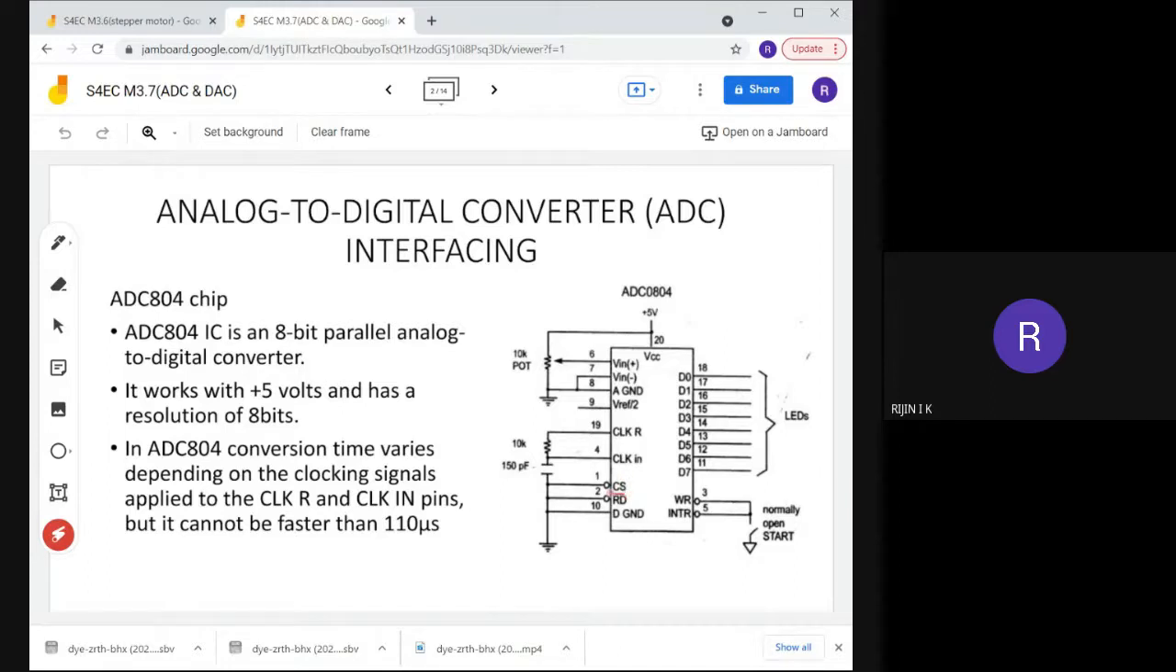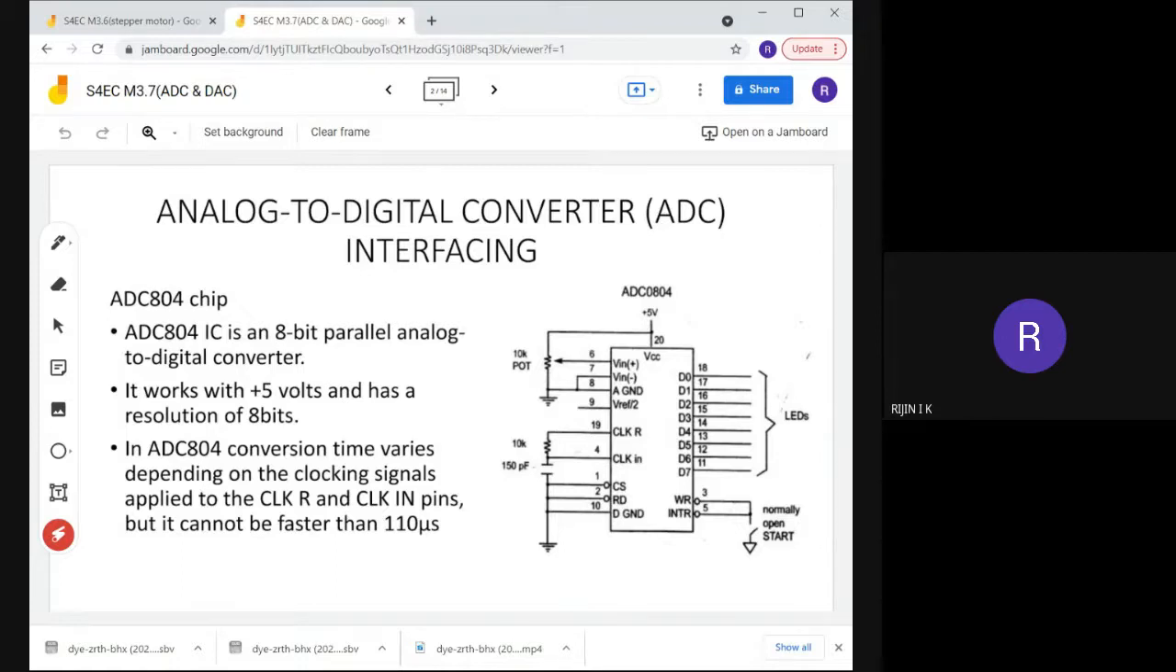Then the next one is the RD pin. We will call it the read pin. The RD pin is also an active low pin, an active low input signal. That means it will read the data for the 8051 microcontroller. It is used to read the input signal, which means it reads the converted data from the ADC.